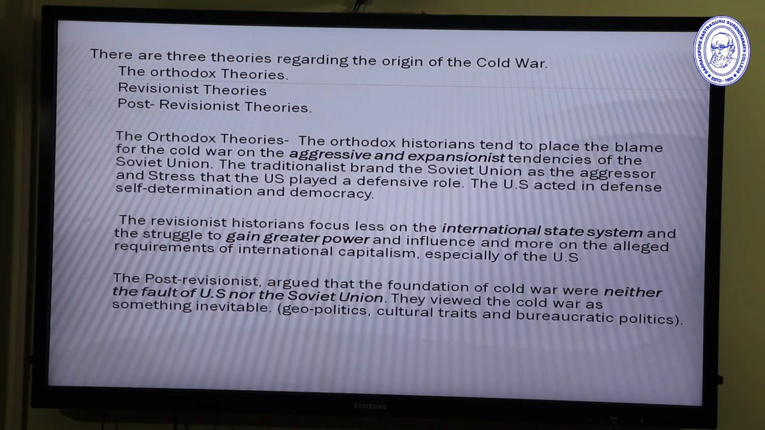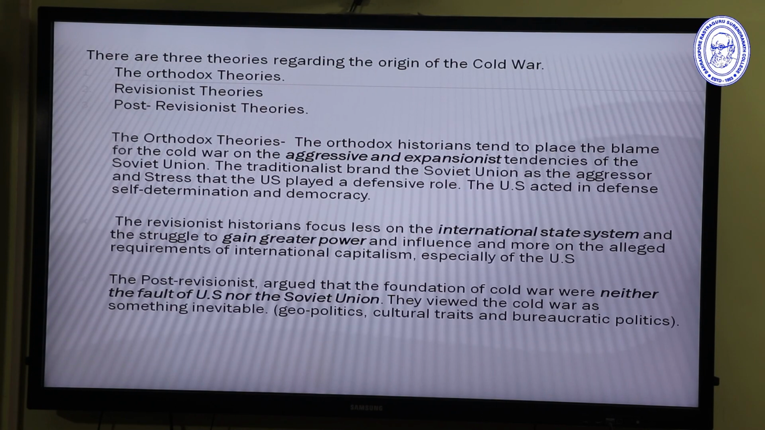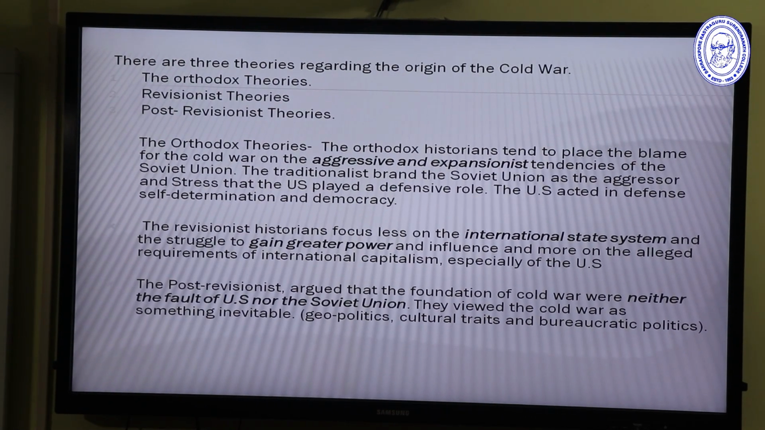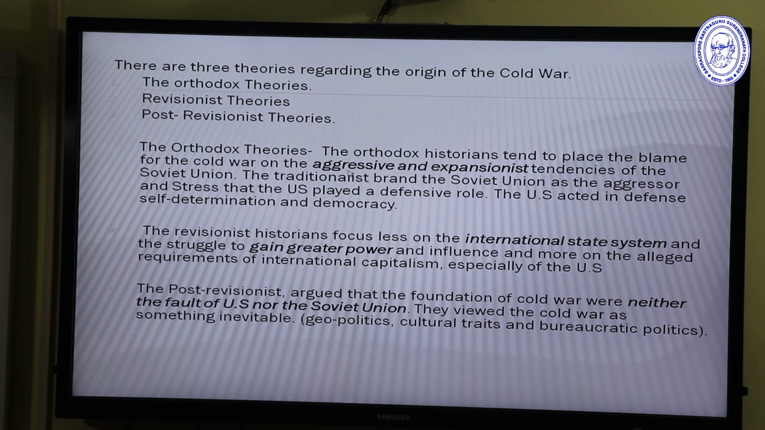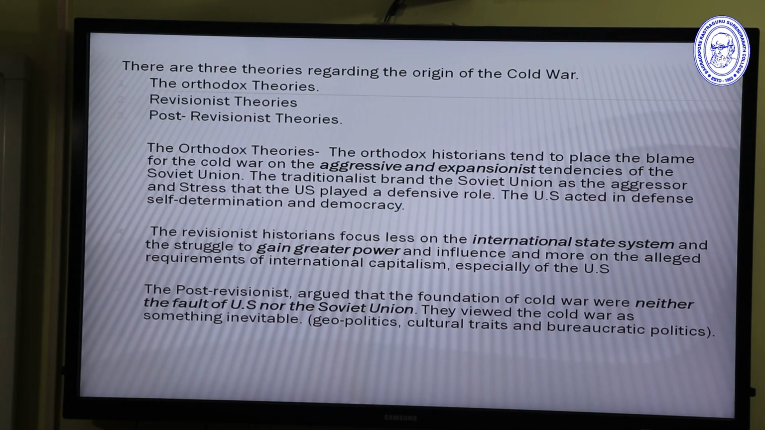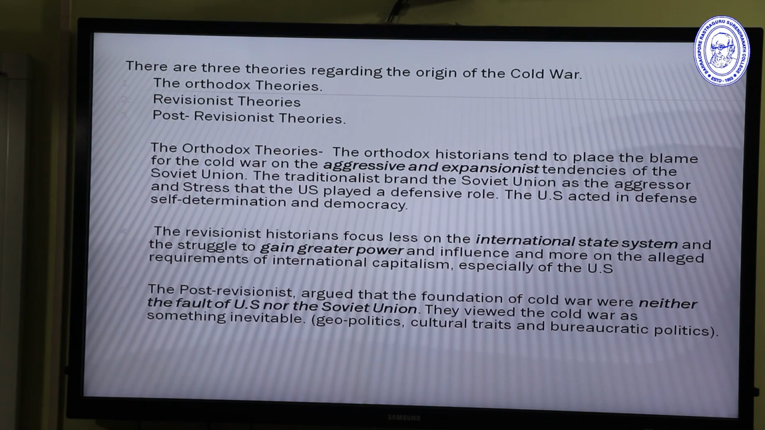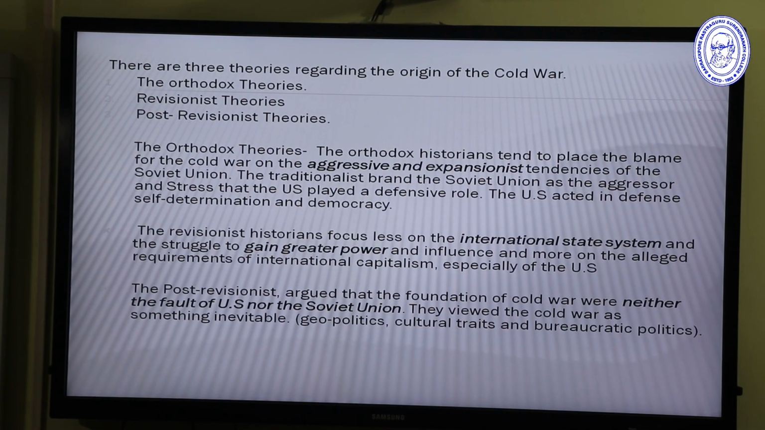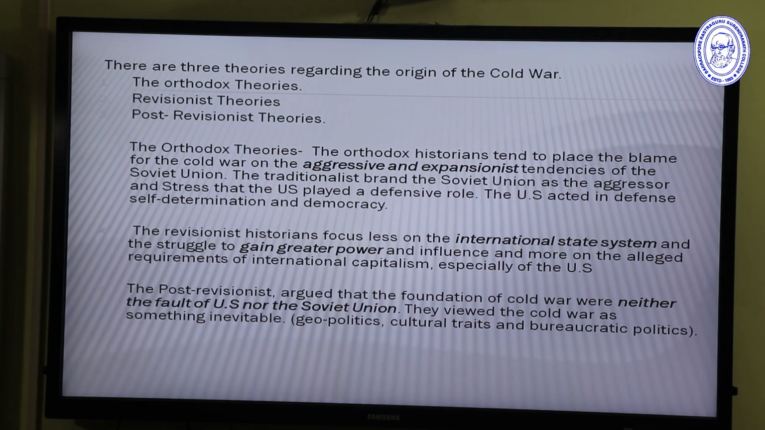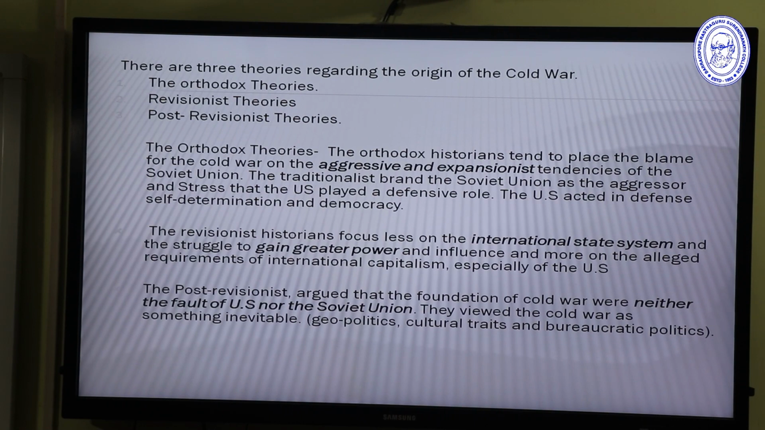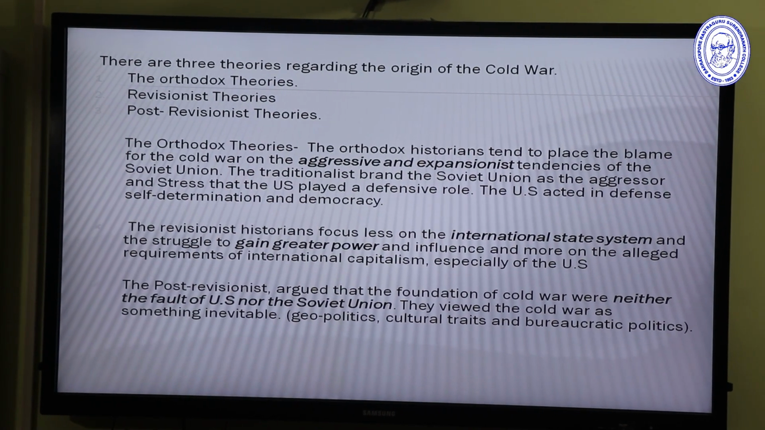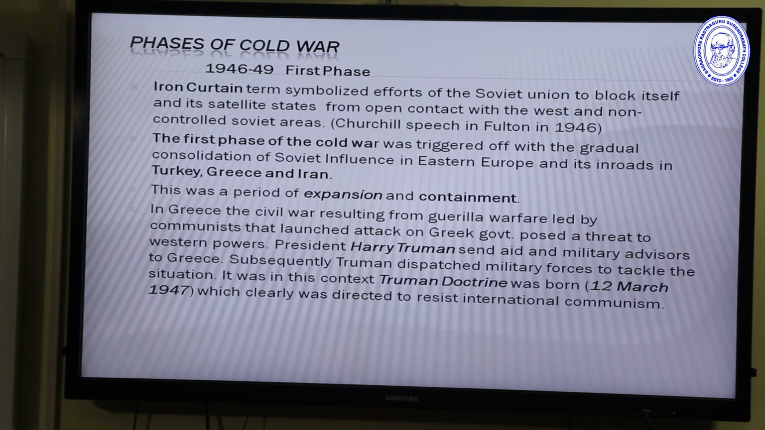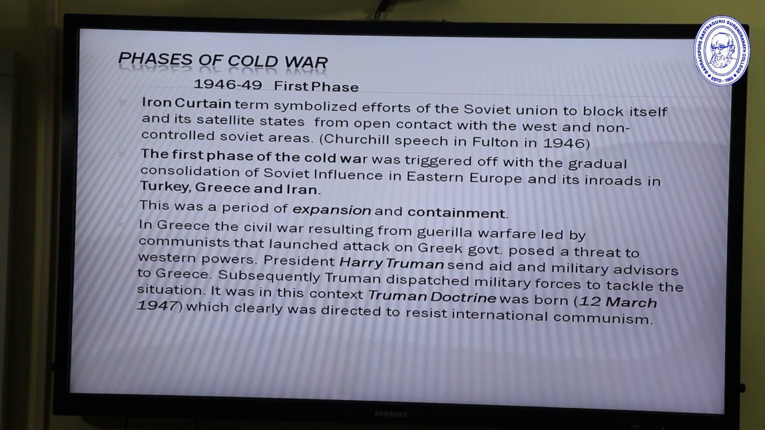They built an iron curtain wherein Western ideas were blocked, meaning the Soviet Union was trying to block them. So the iron curtain symbolizes the Soviet Union's efforts to block especially the West and non-controlled Soviet areas in the first phase. The first phase was also characterized by a gradual consolidation of Soviet influence. Now, the Soviet Union was not only influencing Eastern Europe; it even made inroads in Turkey, Greece, and Iran, isn't it?